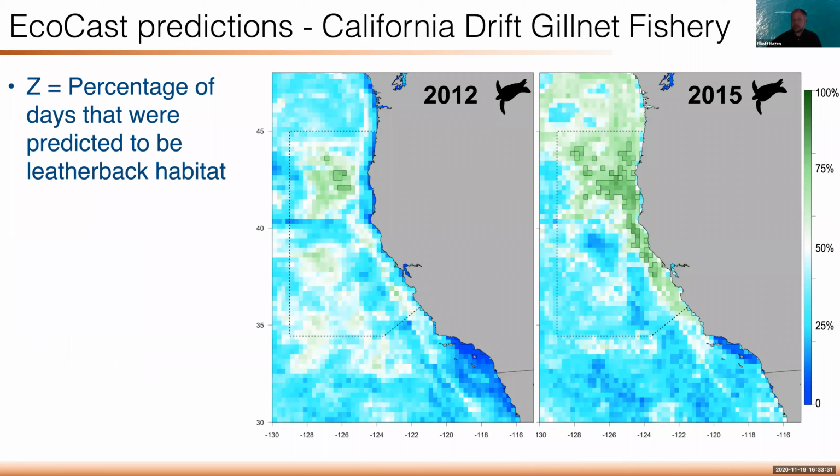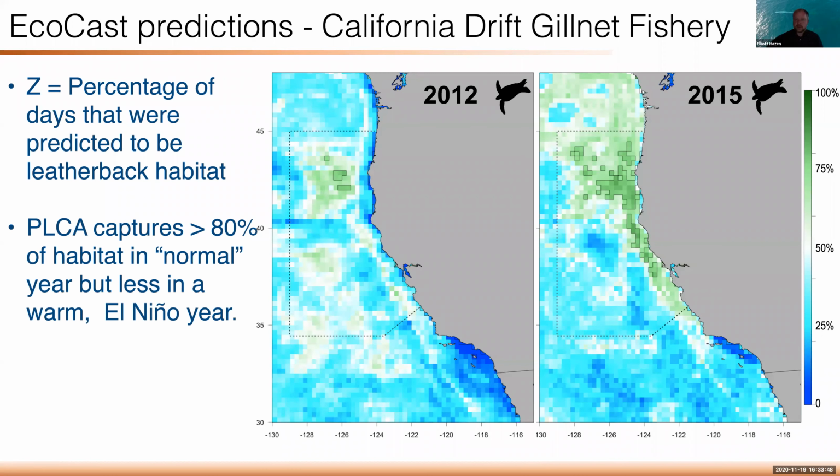Just to put it another way, another thing we could do using EcoCast is calculate the number of days or the percentage of days that were predicted to be leatherback sea turtle habitat. So if 100% of the days of the fishing season were predicted to be habitat, you got the darkest green pixel in this example. And if 0 were predicted, you got a blue pixel. What it shows in 2012 is that the PLCA, this large 3-month closure, actually captures about 80% of the habitat in a normal year. But on the right, 2015, there's a lot of bleed northward and a little bit of bleed even to the southeast of the PLCA, where leatherback habitat is predicted and is not necessarily protected by this large-scale closure.